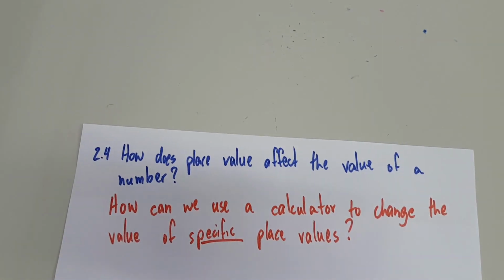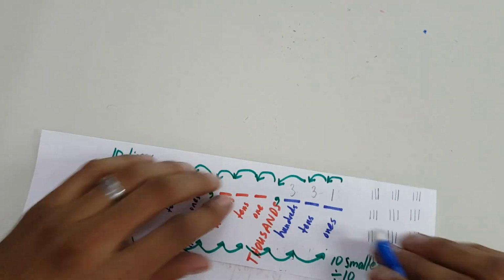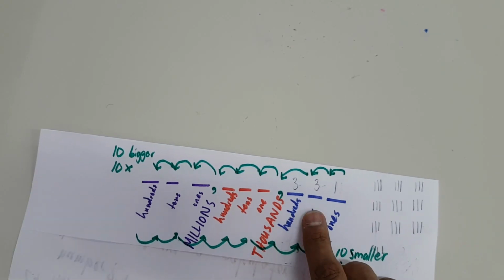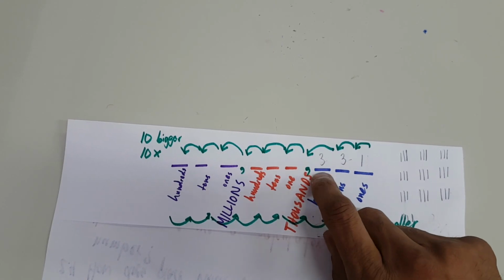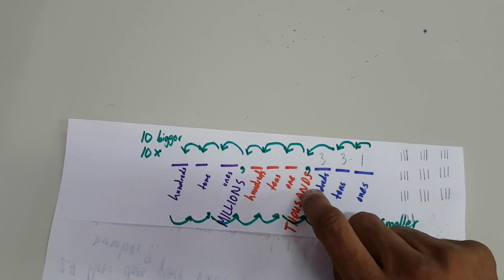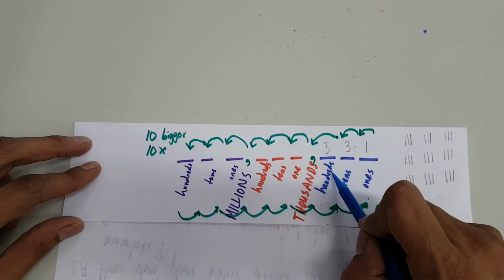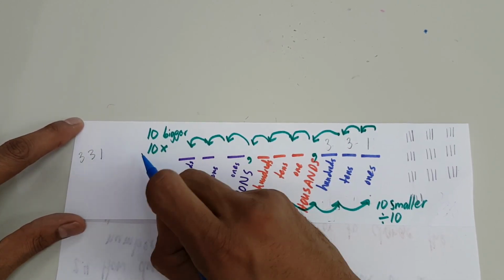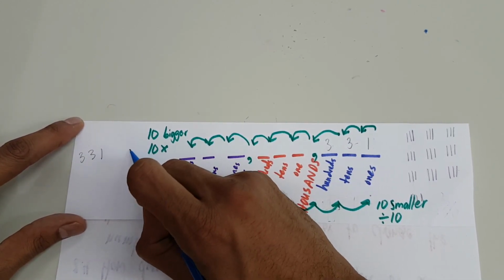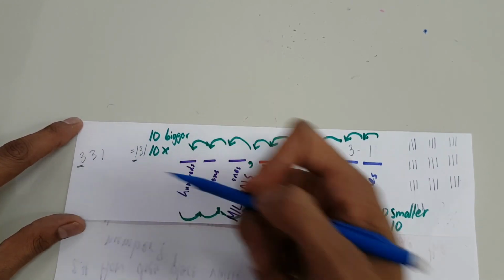Now, on to our last question. How can we use a calculator to change the value of specific place values? So let's look at specific place values. Let's say I wanted to change the number 331 into the number 231. If I want to change this place value from 300s to only 100, then I'd have to subtract hundreds. So if I wanted to change 331 into, let's say, 131, I'd have to subtract hundreds.